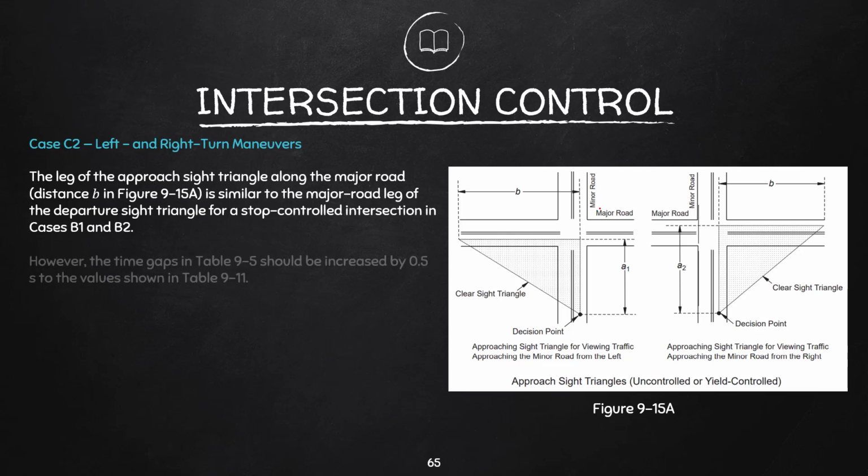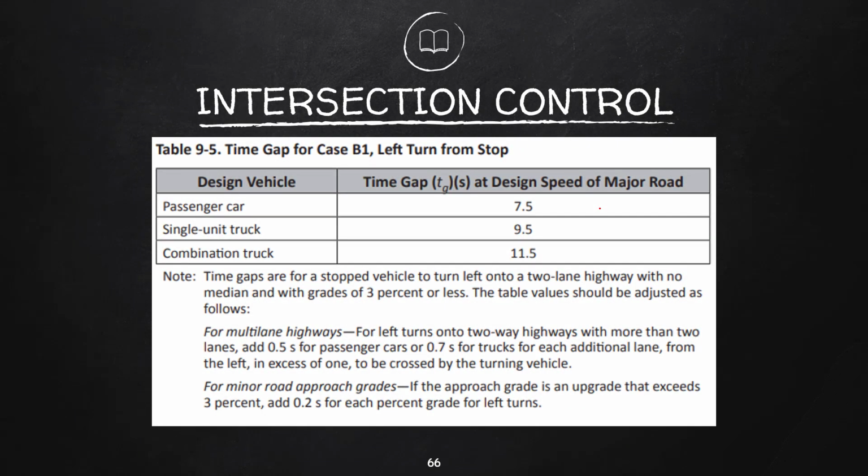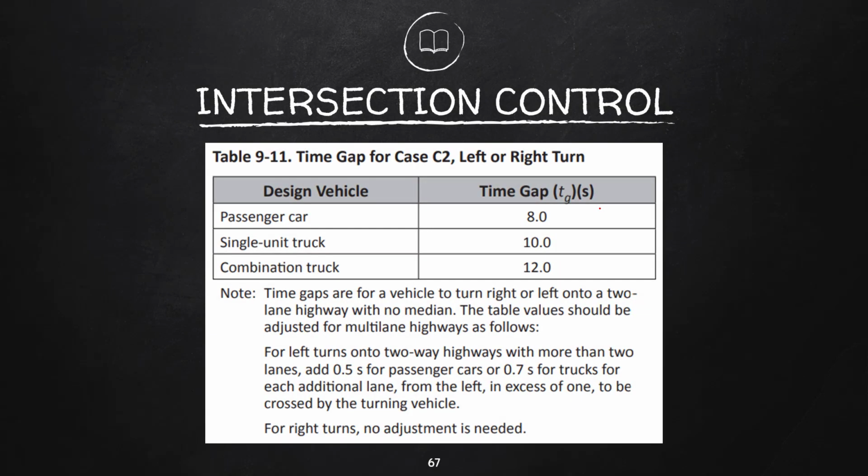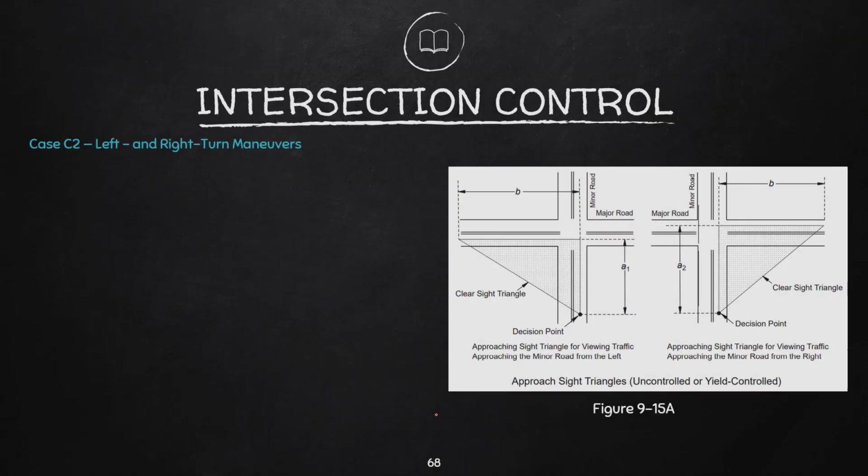Anyway, they are similar. However, the time gaps in table 9-5 should be increased by 0.5 seconds to the value shown in 9-11. So here, this is table 9-5 for case B1. We will use these values now, increasing them by 0.5 automatically for case C2, left or right turn, for yield control. Again, don't forget your adjustment values here for multi-lane highways and for the time gaps of case C2.